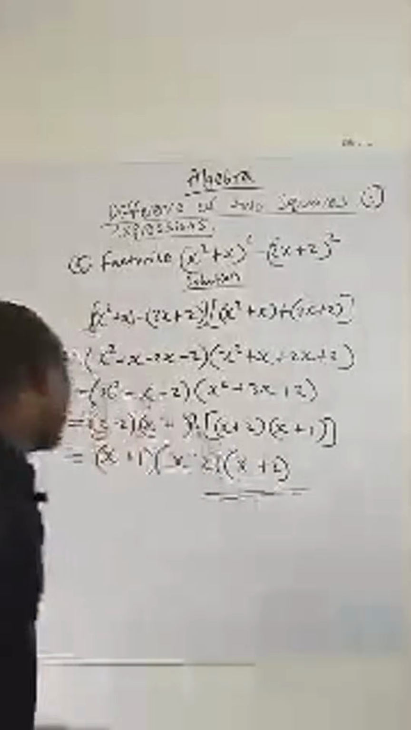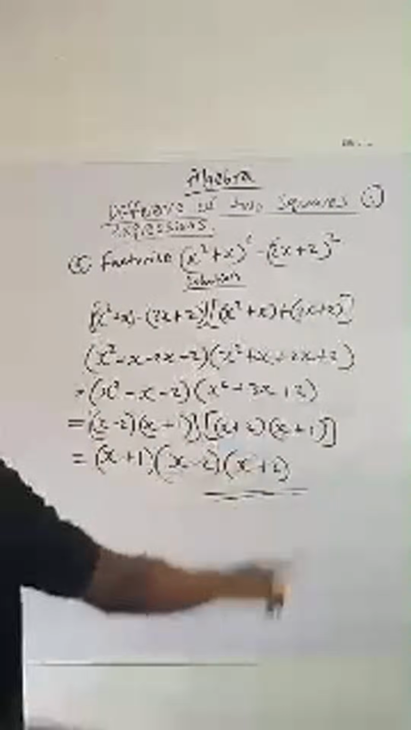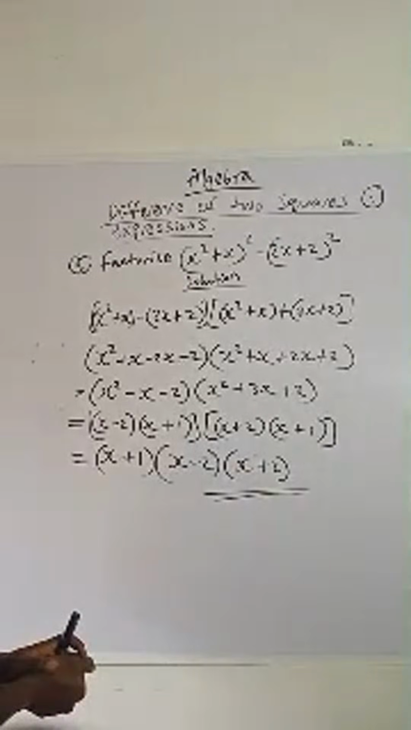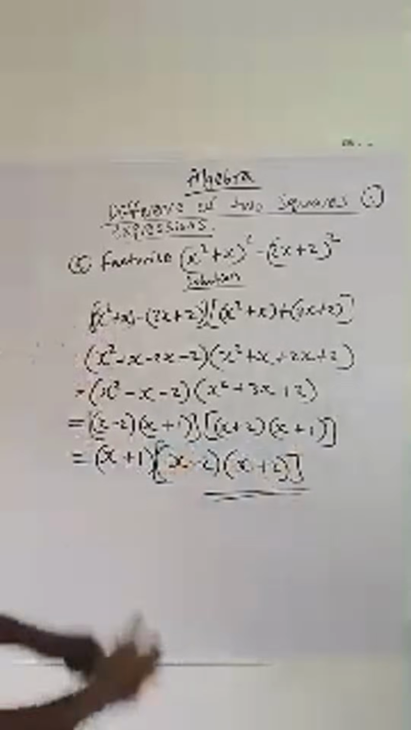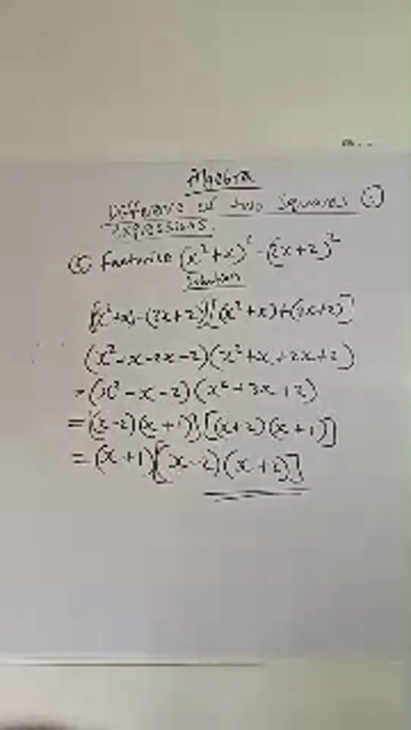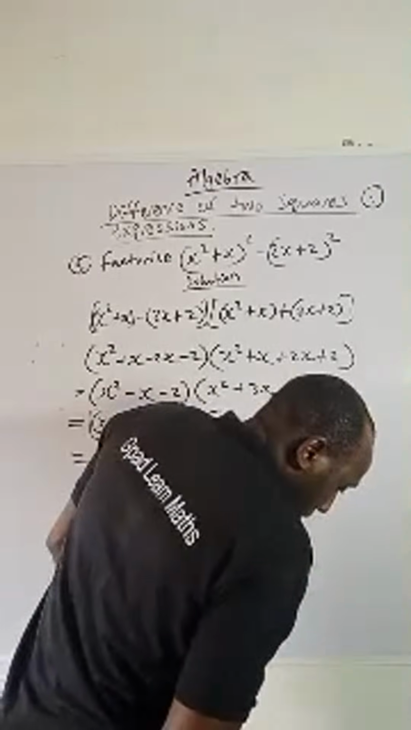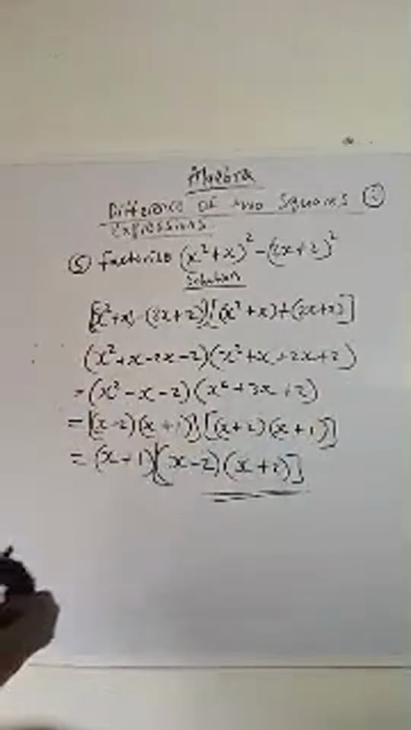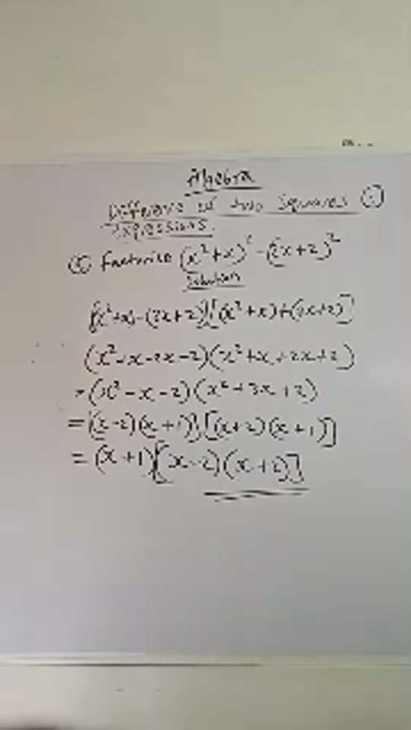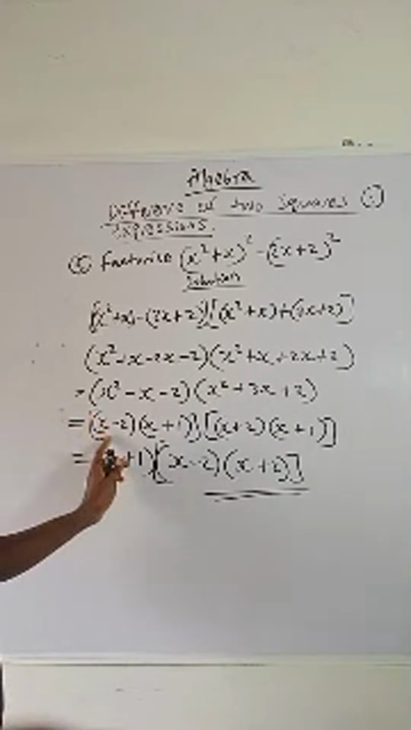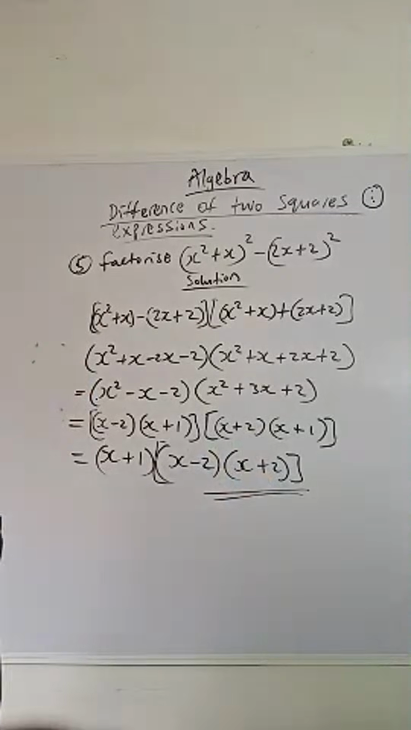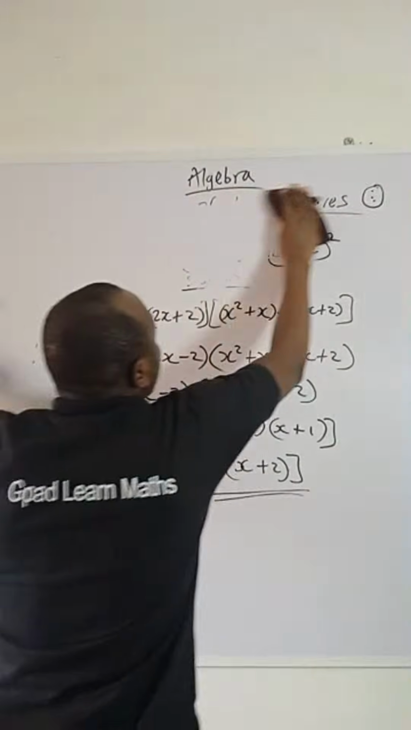X plus 1 squared. Why is the x plus 1 squared? Or we can just do this like this. It's okay. It's fine. So we're good. Let's move on. X plus 1 factored out. And then what? X minus 2, then x plus 2. Yeah. Let's move on. So we're now going to be talking about trinomials.